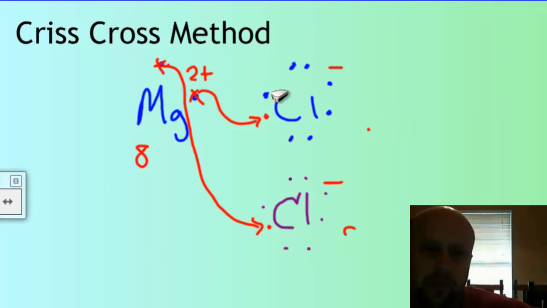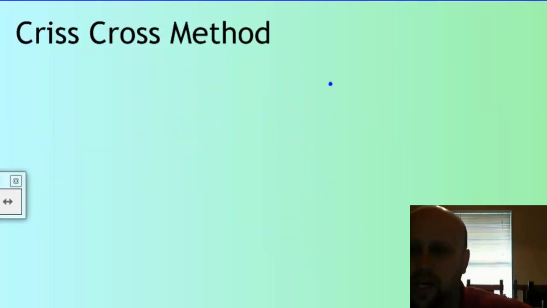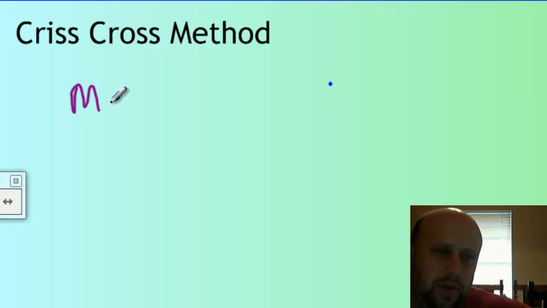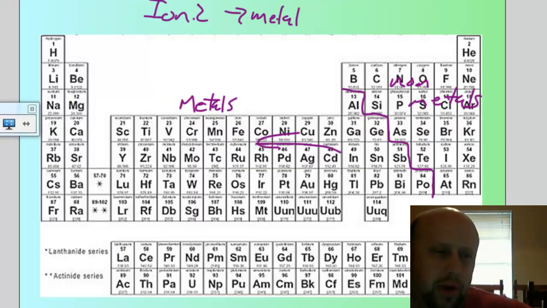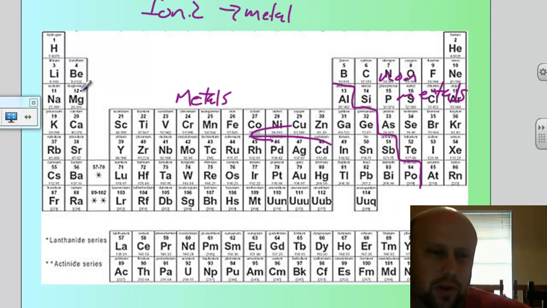Well, there's a simple way to always tell how many of each thing that you need. And that simple way is what we call the crisscross method. Okay, so we're going to take those same 2 things, magnesium and chloride. Okay, we're going to look at those. And what we're going to do this time, and looking on the periodic table, is instead of looking directly at valence, we're going to look at their charge.